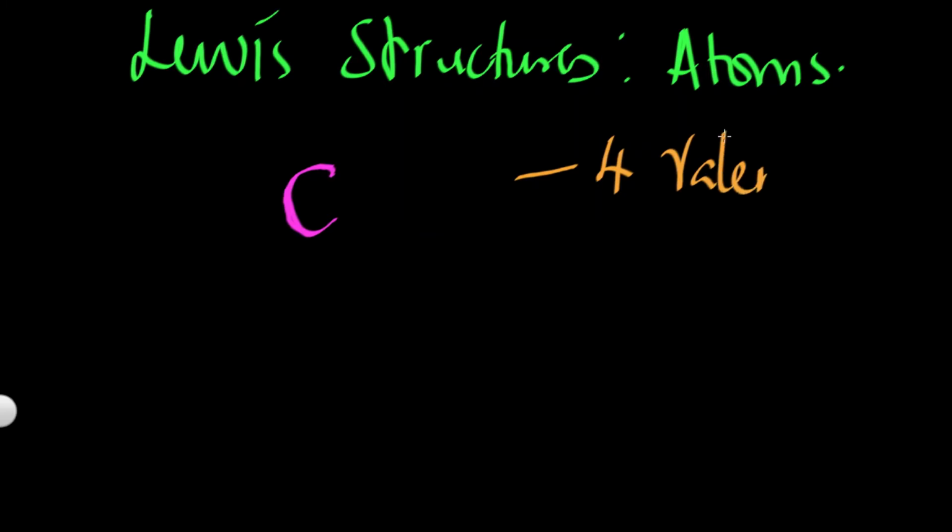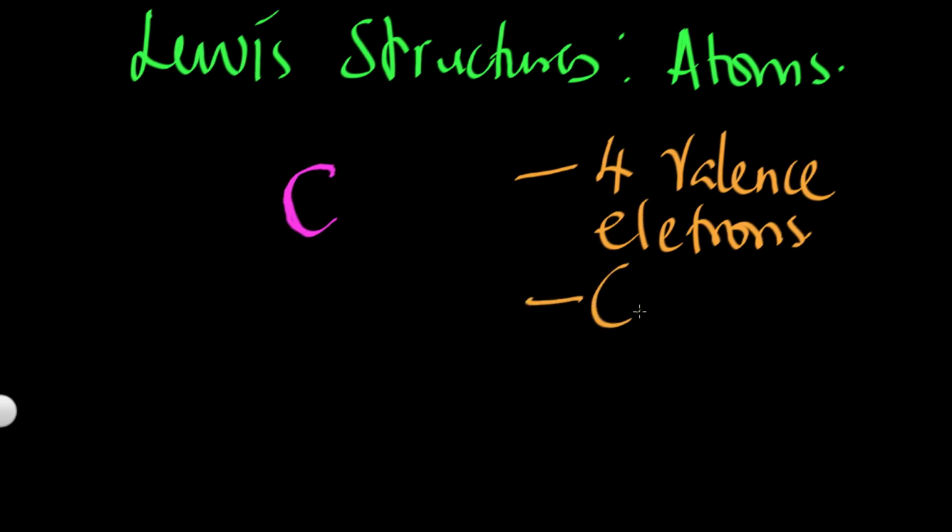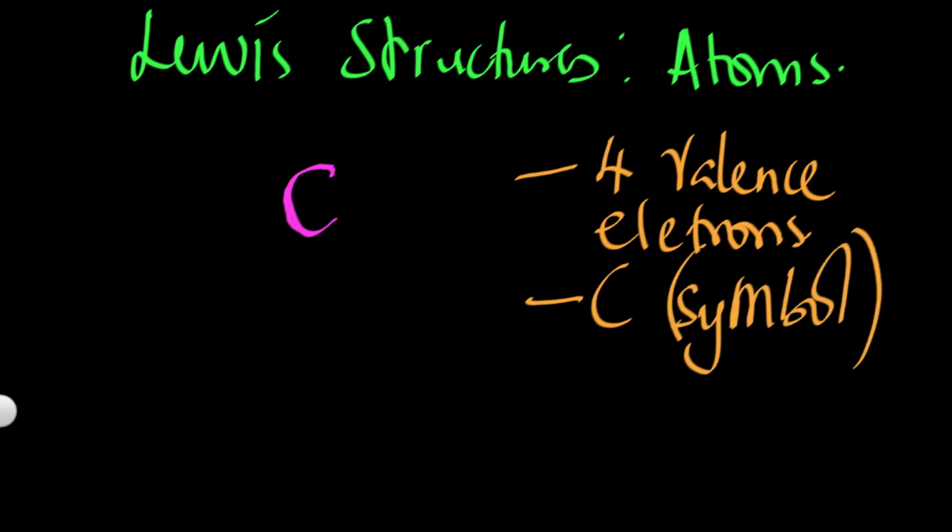So it is 4 valence electrons. I know this because I have a periodic table of elements. I went there and I saw that carbon is in group 4, so it has 4 valence electrons. The group number indicates the number of valence electrons. Then the chemical symbol is C. This is the symbol for carbon. I have it.